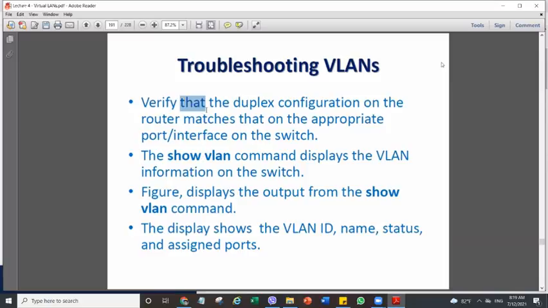Verify that the duplex configuration on the router matches that on the appropriate port interface of the switch. So the duplex mode, whatever the configuration is, should match on both. The show VLAN command displays the VLAN information. So you just look into that and verify that it has been configured appropriately to cater to your requirement.